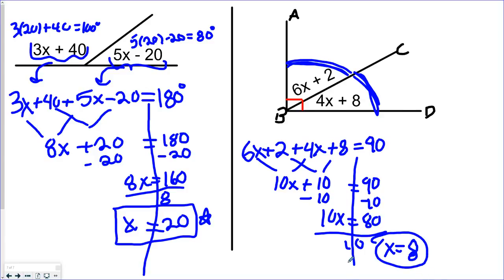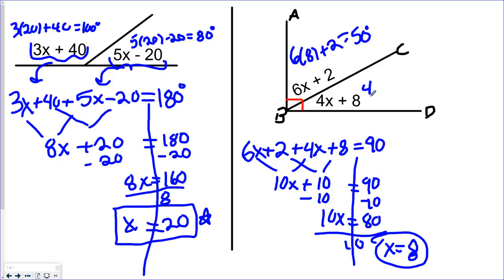Now, in this case, again, I've solved for the variable, but I still don't know what these two angles are. I don't know the measurement of what this angle is. I don't know what the measurement of this angle is yet. To do that, I have to actually plug in my 8 to solve for it. So if the question was, find your missing angles, what I would do is I would go here and say, okay, 6 times x, or 6 times 8, plus 2. 6 times 8 is 48. 48 plus 2 would make this angle 50.